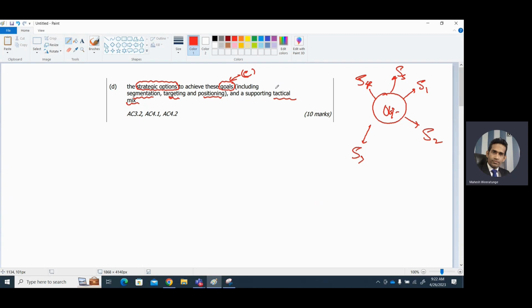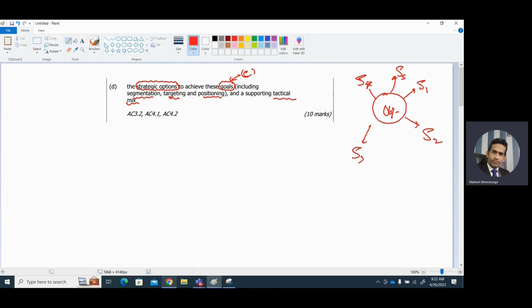Then finally, the tactical mix, which means you're talking about your marketing mix, product related strategies, product development strategies, new product development strategies, and the product life cycle strategies, right? Things like that, and related to branding also you can talk about. So those areas you need to address in your answer.